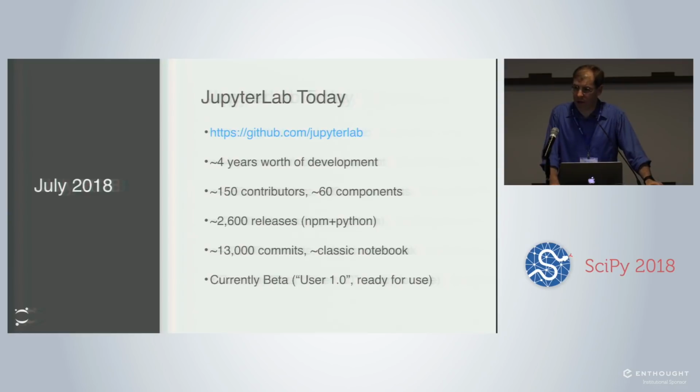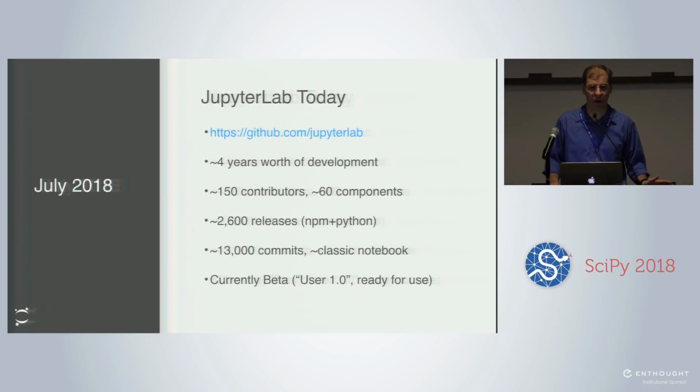Development has been going on for about 4 years now. We have about 150 contributors, and about 60 separate components that make up JupyterLab. Last count, we have around 2,600 releases. This feels inflated, because every time we make a release, it's a release of each of these 60 components. So one release of JupyterLab involves 60-some separate component releases. We end up with about 2,600 releases to date, and about 13,000 commits.